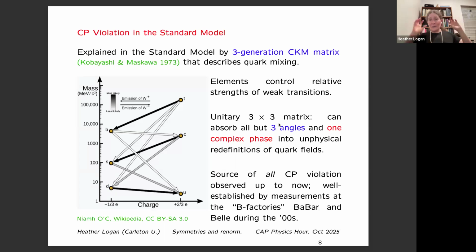It's a unitary matrix, but you can absorb some of the phases in the unitary matrix into unphysical field redefinitions of the quarks.